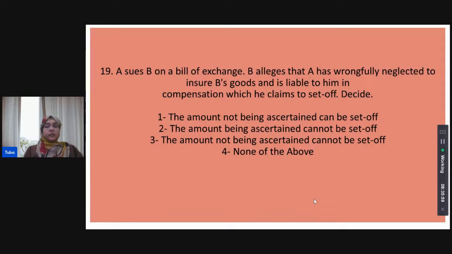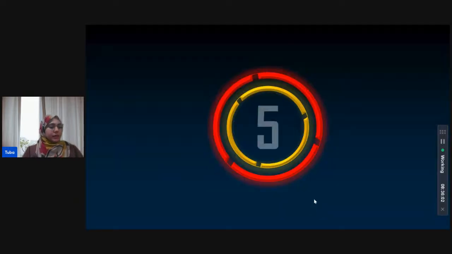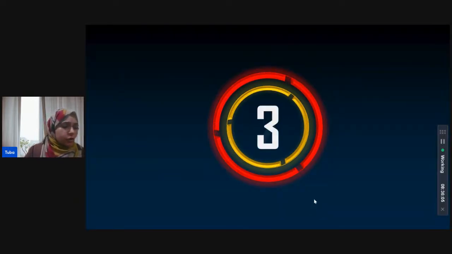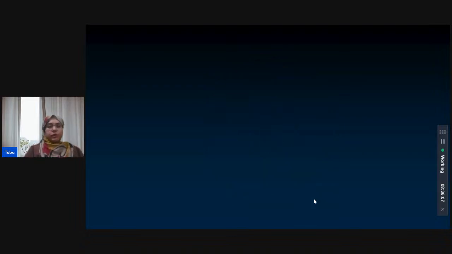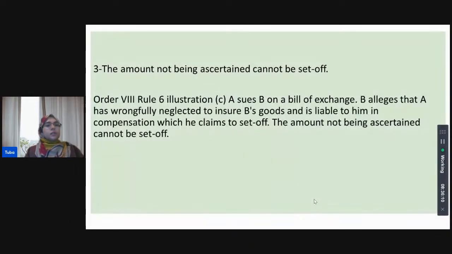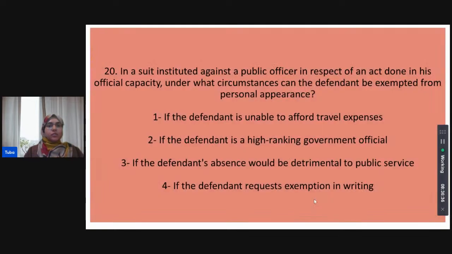All right, we have the first answer, and I'll start the timer now. Vijay has beat you all to it. Vijay thinks it is that the amount not being ascertained can be set off. So the amount not being ascertained, Vijay, cannot be set off. So you slipped up here. Option 1 was can be set off, whereas Order 8, Rule 6 in its illustration provides this exact situation, and the amount that is not being ascertained cannot be set off in the situation. You chose can be set off, it cannot be set off. Next question, that is question number 20.